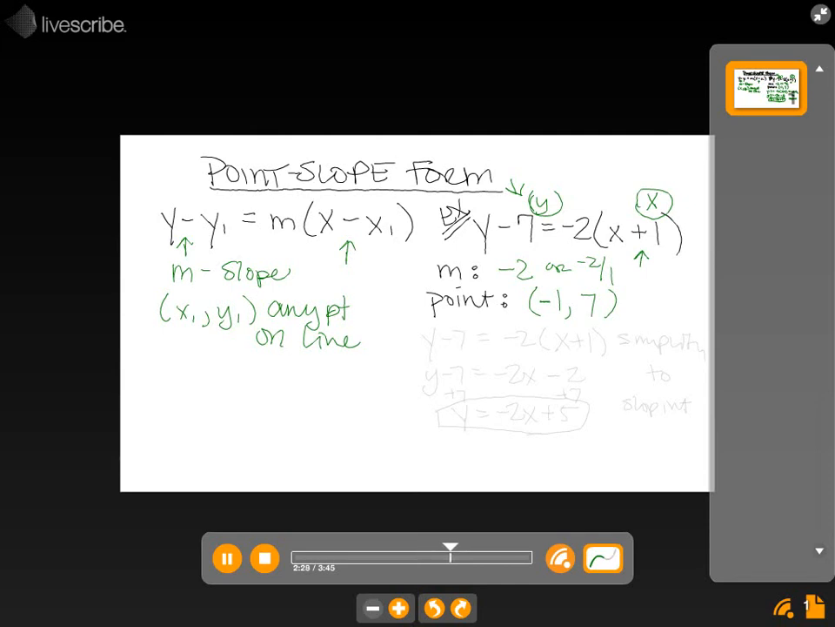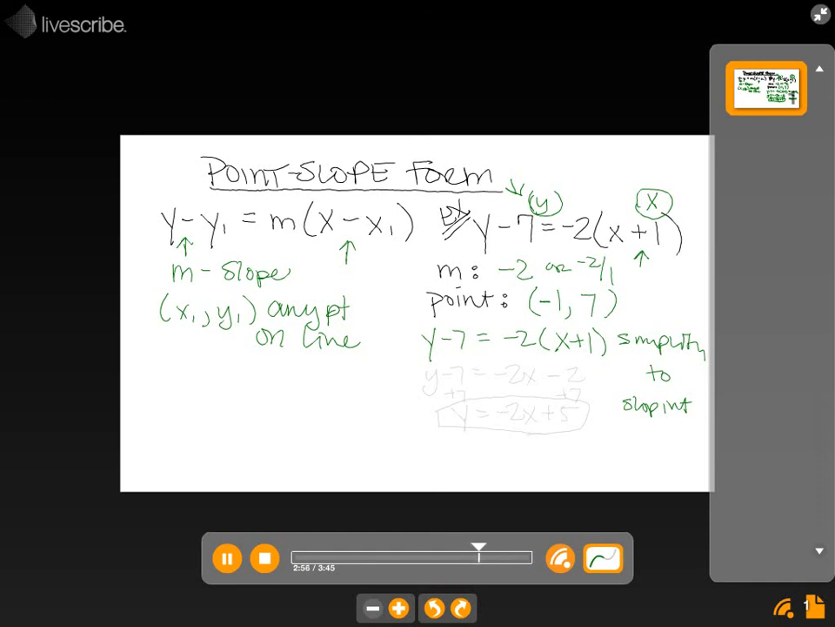Now the trick I was going to show you is that if I gave you point-slope, you can very easily make that slope-intercept if that's what you're more familiar with. So if we have y minus 7 equals negative 2 times x plus 1, all we need to do is simplify to slope-intercept. Usually it's about 3 steps. Distribute, add or subtract to the other side, and bam, you're there.